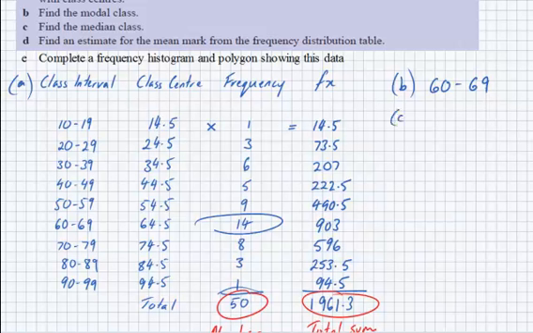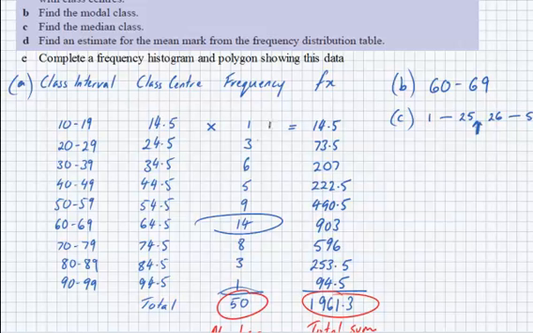C is the median class. So the median means the middle. So if there's 50 scores, that means I'm going to split my 50 scores into two groups of 25. So I need to find the score that goes in the middle. So my first 25, and then from 26 to 50. So I need the score that sits between the 25th and 26th score. So I need to do a little bit of work here. I need to figure out what I get up to as I count my frequencies.